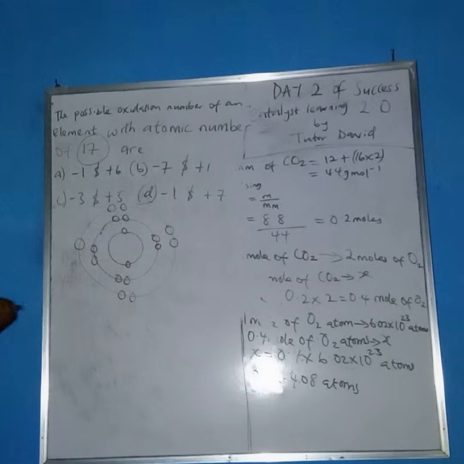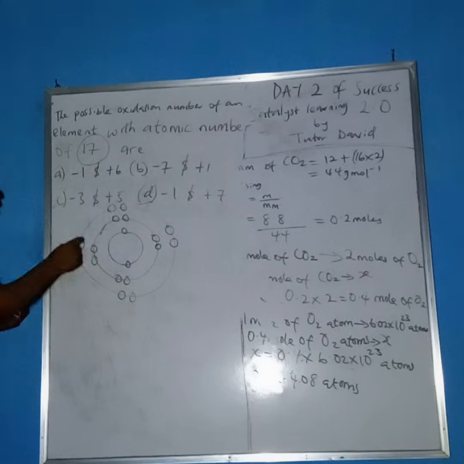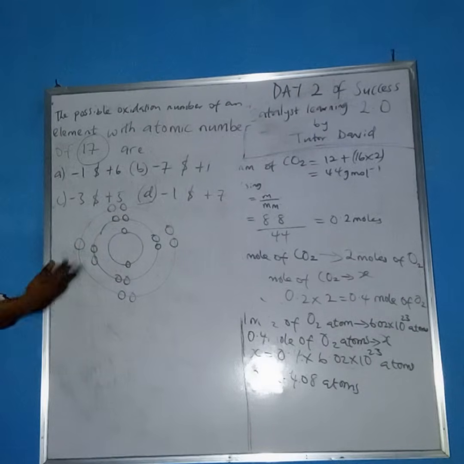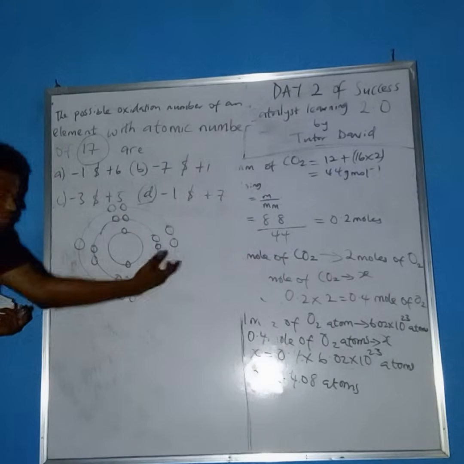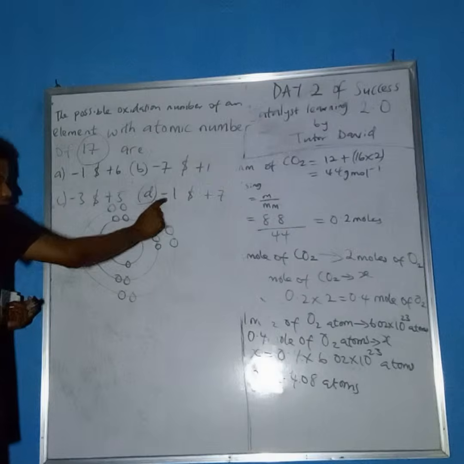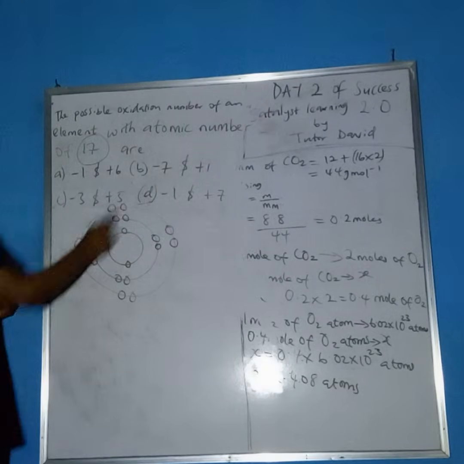All right, so that's for that. So the answer is Option D. Why? Because if you check the outer shell and the number of valence electrons it has, it's 7. Since it has 7 valence electrons, it could possibly give 7 electrons. And since it only needs 1 to complete its octet structure, it could receive 1. So it is either -1 or +7. So take note. The correct answer is Option D.